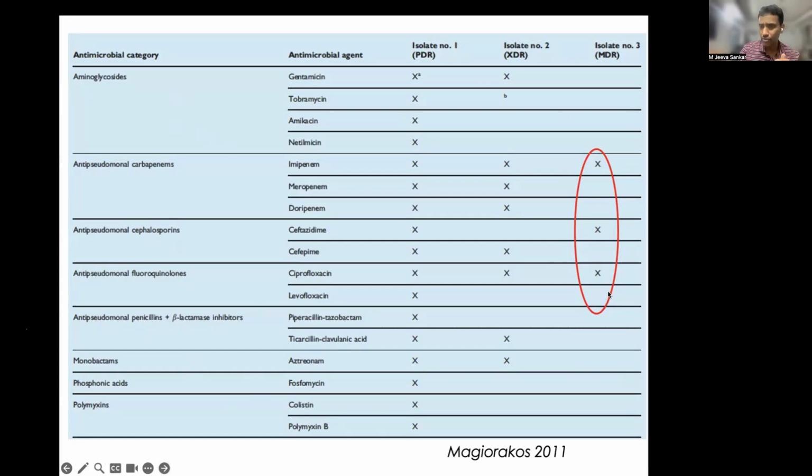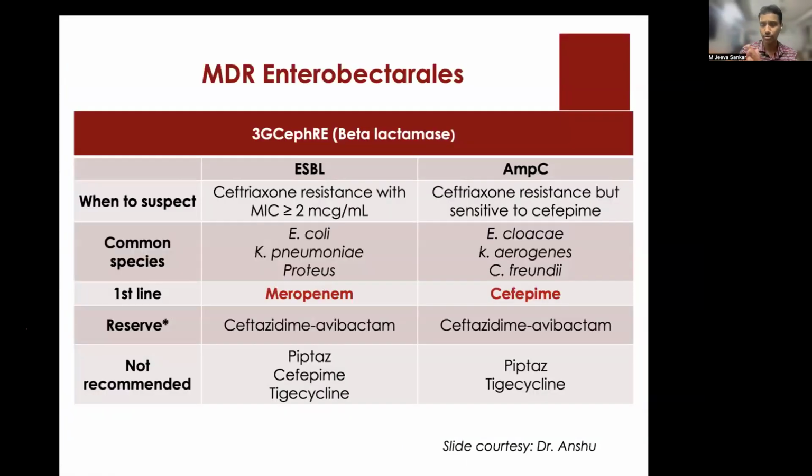If this bug is resistant to 3 categories, then it is multi-drug resistant. Isolate number 2 is mostly resistant, but sensitive only to 2. Therefore, this is extremely drug resistant. And isolate number 1 is resistant to everything, so this is pan-drug resistant. Right now we'll leave the pan-drug resistant, and talk about how we are going to treat extremely drug resistant and multi-drug resistant. First, we'll talk about multi-drug resistant Enterobacterales.